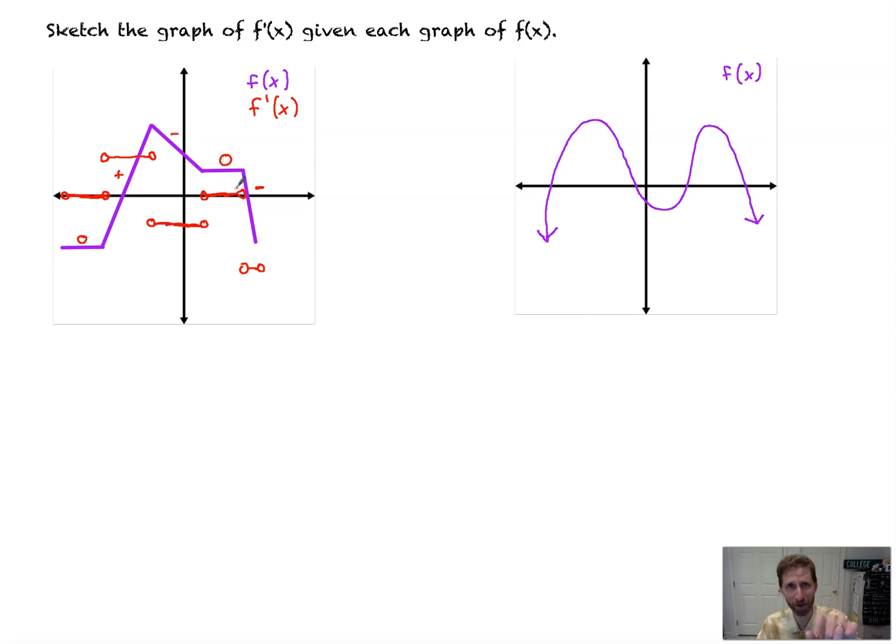You ready for the last one? Me too. Let's go. So here we've got maybe a quartic, who knows, maybe it's a graph that bounces back later, but all we've got is this right here. So again, I'm going to employ the idea that the slopes of this are the y values on f prime of x.